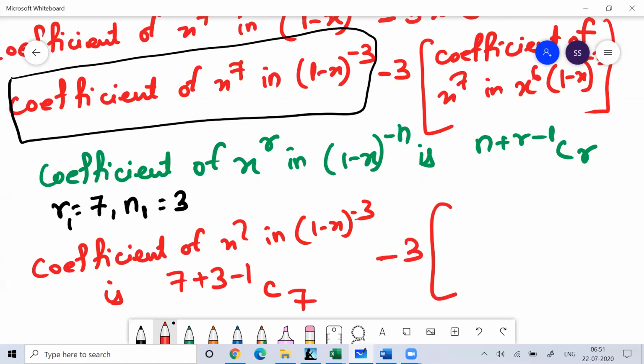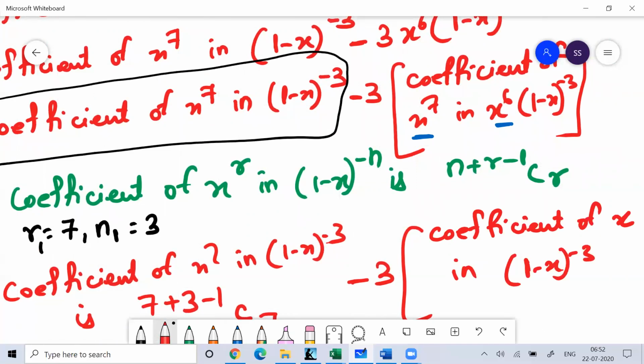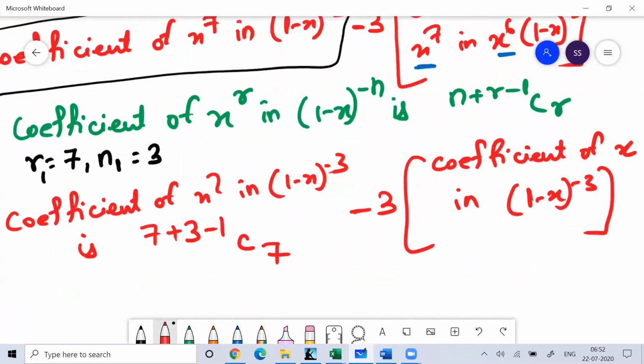minus 3. Now if you understand here, you are looking for the coefficient of x to the power 7. Here, already x to the power 6 is there, which means you now have to search only for x. So you can write this as the coefficient of x in (1 minus x) to the power minus 3. Okay. So in here, your r value is 1 and n value is basically 3. Okay.